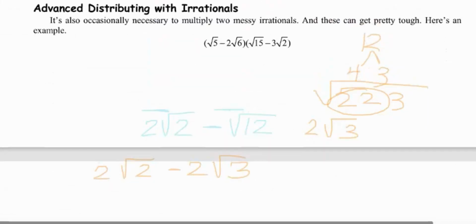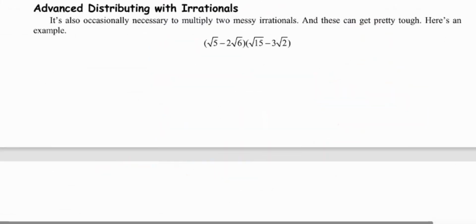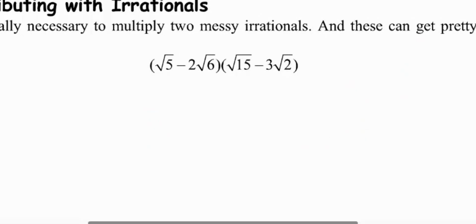All right, and then this one, just like if you were multiplying binomials, you can do the FOIL method because there's 2 and there's 2. So fronts, square root of 5 times square root of 15. Well, 15 times 5, that's going to be square root of 75. F. And then the outsides, square root of 5 times negative 3 square root of 2, that's going to be negative 3 square root of 10.